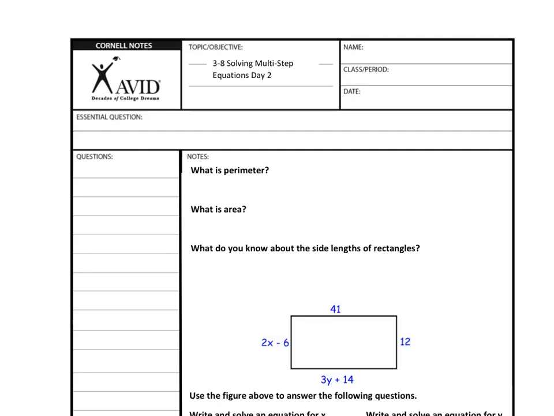All right, today we're solving multiple step equations again, but this time we're going to do it in the context of some shapes. So the first idea we need to remember about shapes is what is perimeter, and that is the distance around an object, or the distance around a shape.